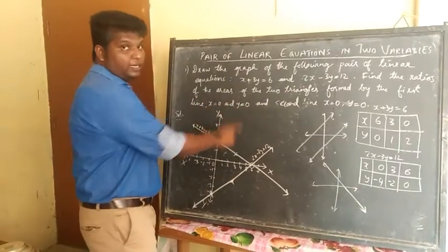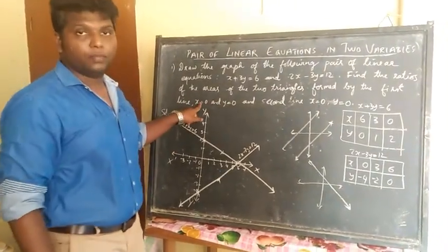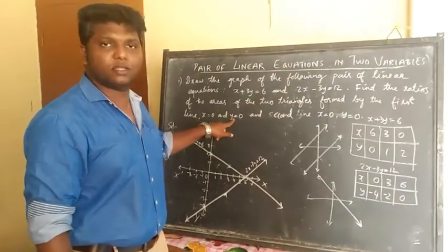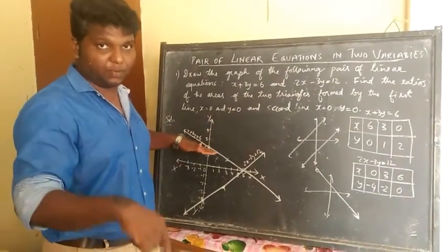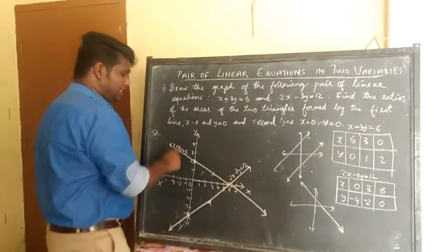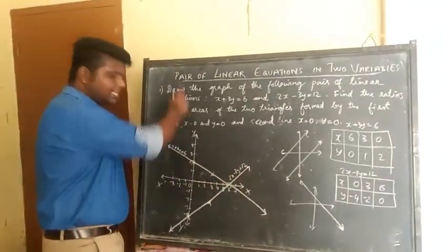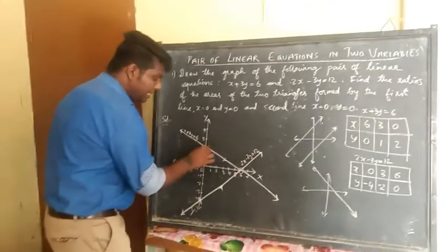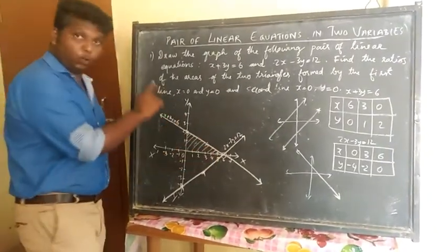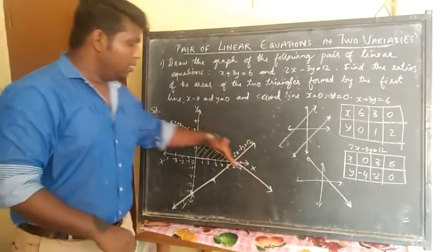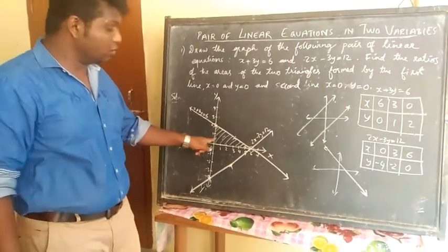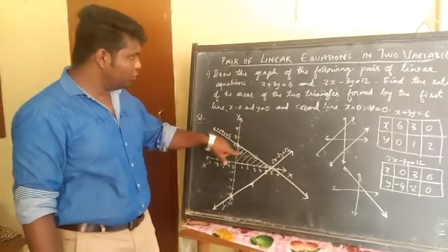First line, x is equal to 0 and y is equal to 0. What is x is equal to 0? x is equal to 0 means what? y axis. y is equal to 0 means what? x axis. In 9th class we have studied that one. So this means find the area between the first line, the x axis and the y axis, that much area. That triangle which the first line makes between the x axis and the y axis, this triangle, its area.